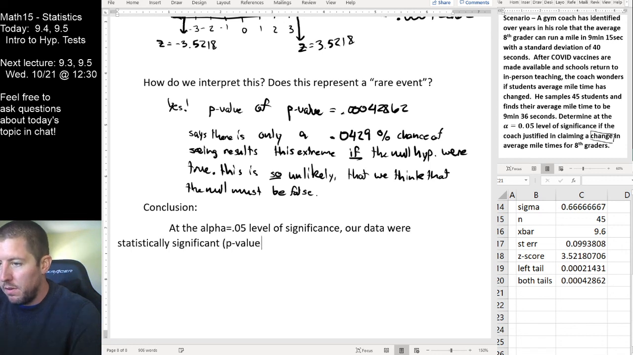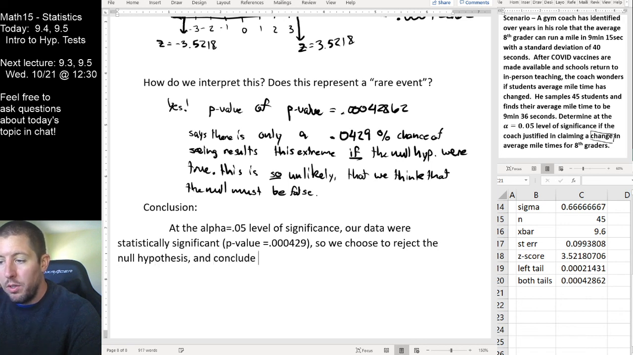The p-value equals 0.000429. So we choose to reject the null hypothesis and conclude that 8th graders' average mile time has in fact changed.